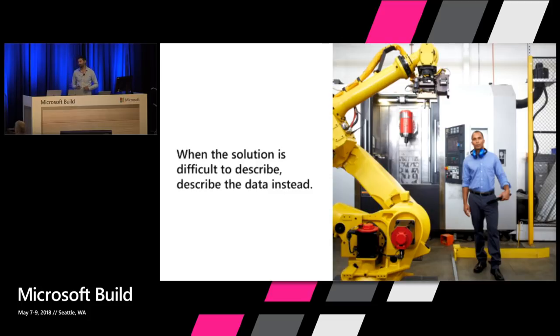We have a saying: when the solution is difficult to describe, describe the data instead. And what we mean by that is, if in your line of business application you can ask yourself, what is the really hard problem that my application is trying to solve, and phrase it with clarity, and then identify an existing data set that is pre-labeled with the desired result, you can use machine learning to help you find the new pattern in new data when you get it.